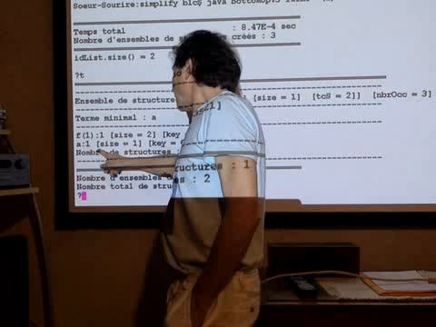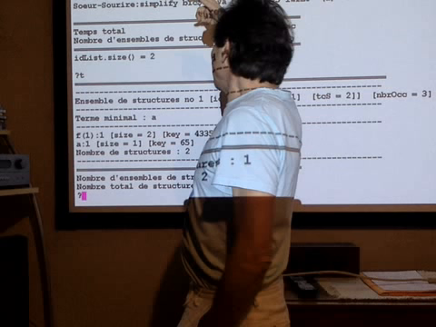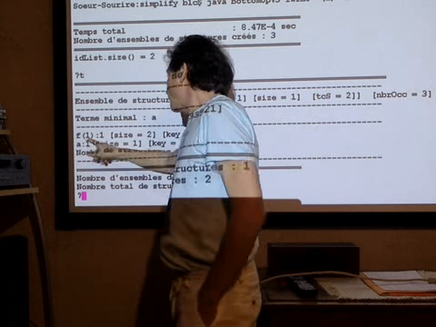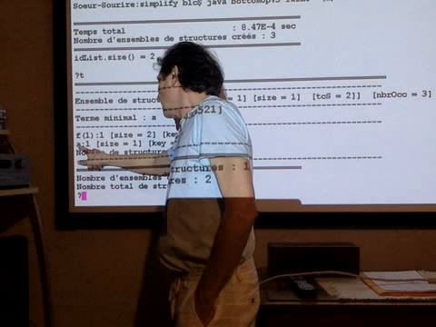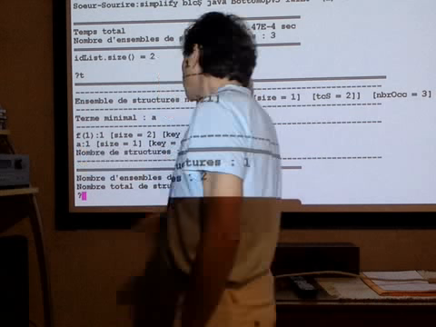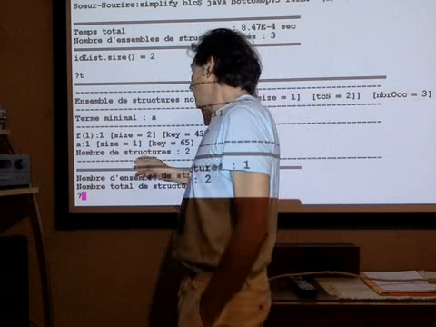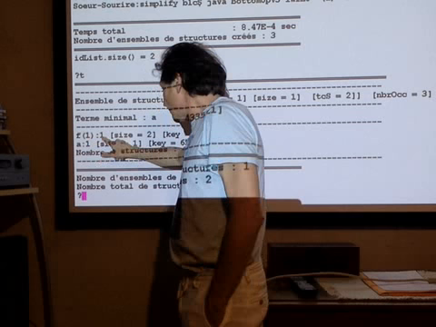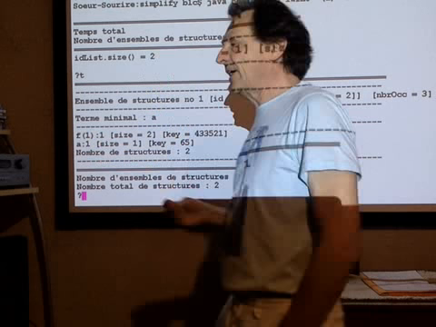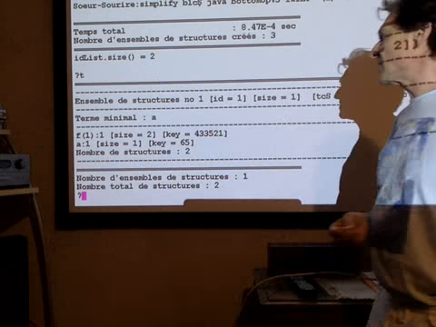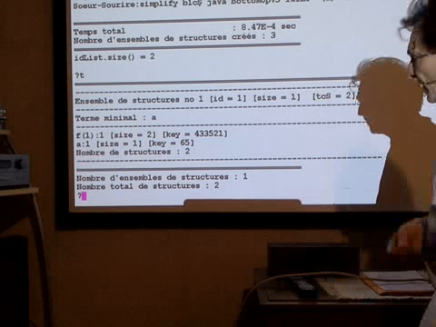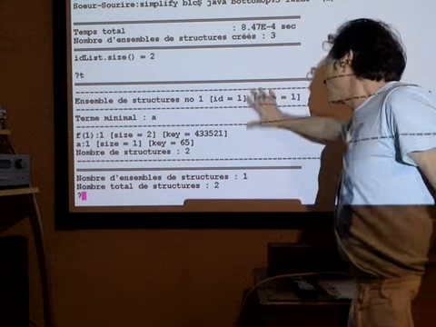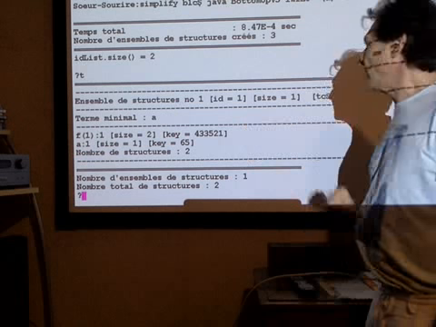In fact, the algorithm, by analyzing the equation, has created two structures, f of 1, 1, and a, 1. A structure is an object composed of two parts. The first part is the key, and the second part is the identifier of the set of structures to which the structure belongs. Here we have just one set of structure, and its identifier is 1.